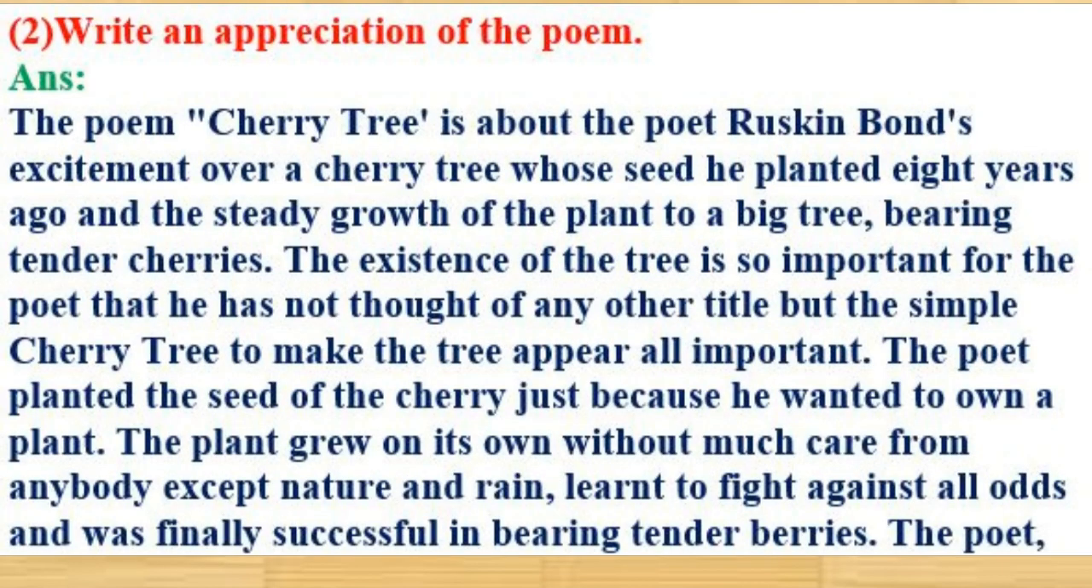Next activity, write an appreciation of the poem. Answer: The poem Cherry Tree is about the poet Ruskin Bond's excitement over a cherry tree whose seed he planted 8 years ago and the steady growth of the plant to be a big tree bearing tender cherries. The existence of the tree is so important for the poet that he has not thought of any other title but the simple Cherry Tree to make the tree appear all important.